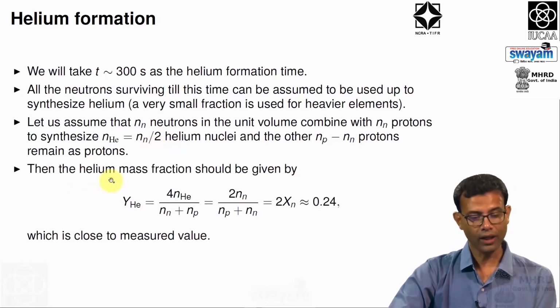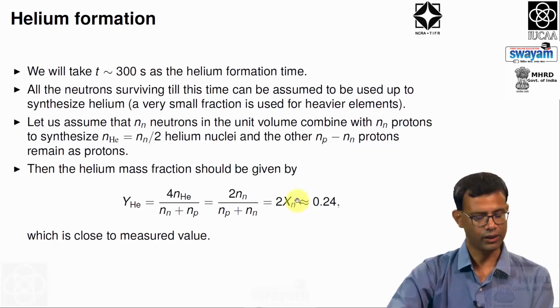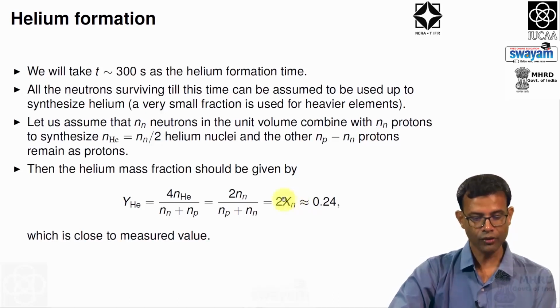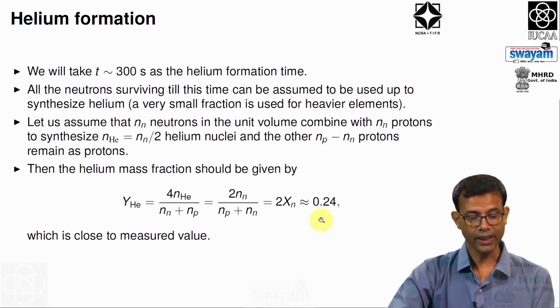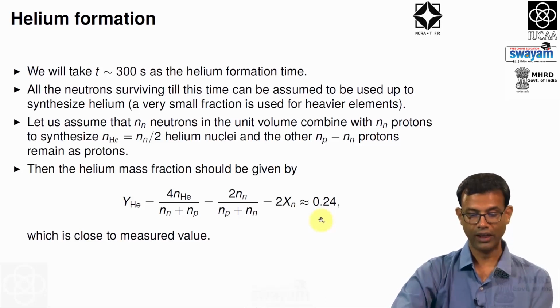So, now we can work out the helium mass fraction. The helium mass fraction is 4 times the number of helium atoms divided by the number of neutrons and protons. You can show that this will simply be 2 times the neutron fraction. Neutron fraction when helium was forming was 0.12. So, the helium mass fraction will turn out to be 0.24, and that is actually very close to the measured value.